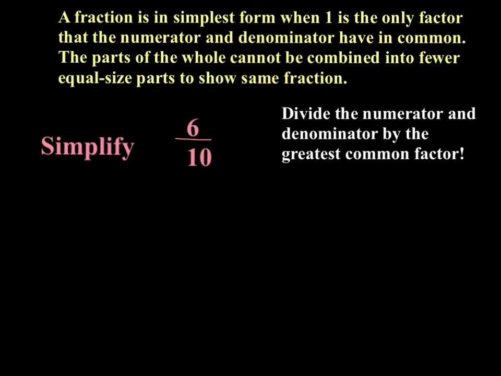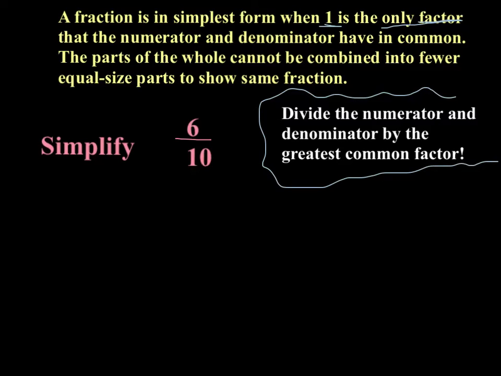A fraction is in simplest form when 1 is the only factor that the numerator and denominator have in common. The parts of the whole cannot be combined into fewer equal-sized parts to show the same fraction. So I want to see if I can simplify 6/10. And to do that, I need to divide the numerator and the denominator by the greatest common factor.